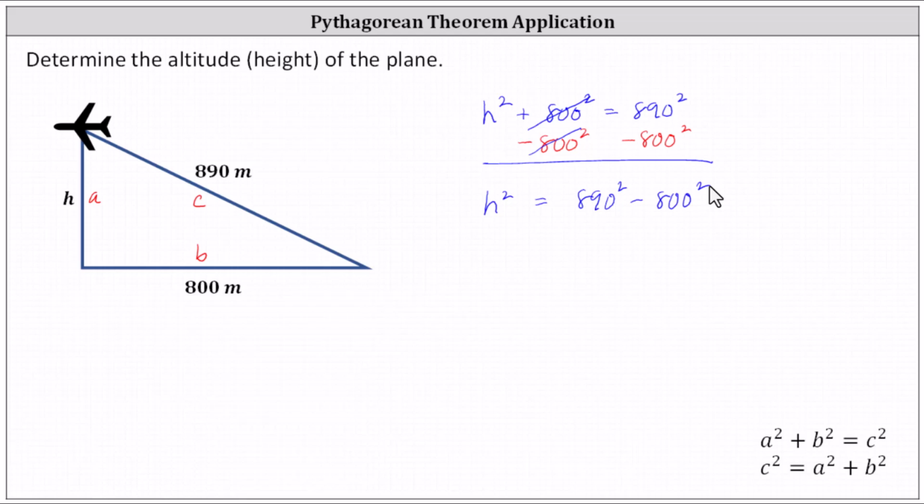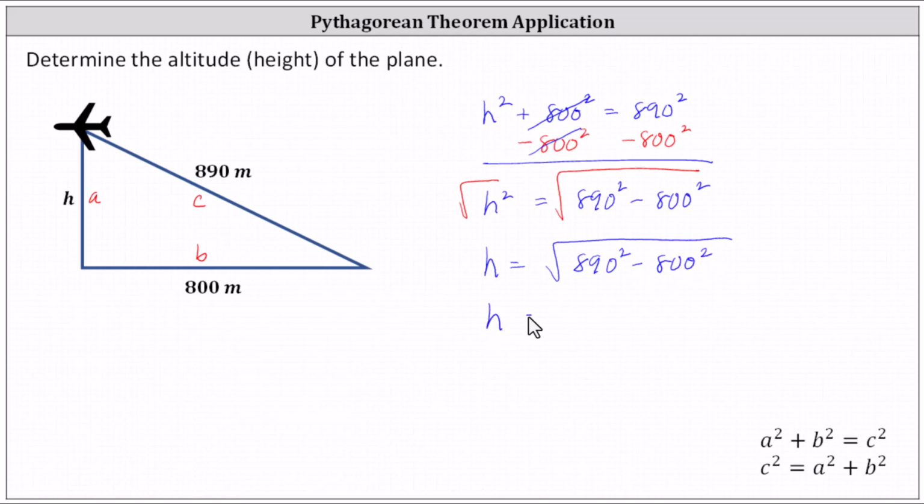And now to solve for h, we can either raise both sides of the equation to the 1/2 power or take the square root of both sides of the equation. Let's go ahead and take the square root of both sides, and because we know h is positive, we only have to take the principal square root or positive square root of both sides. Simplifying, the square root of h squared is h. We have h equals the square root of the difference of the square of 890 and the square of 800.